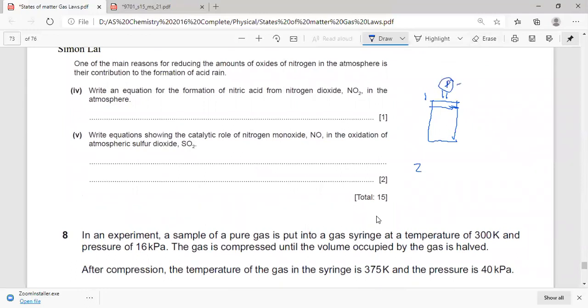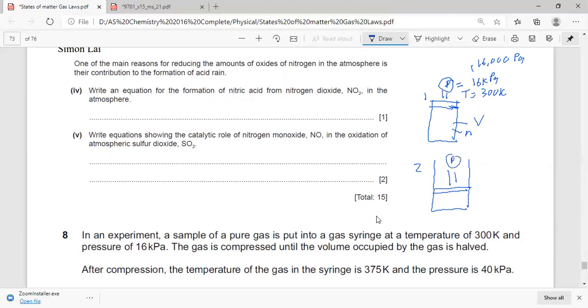Okay, pressure here is equal to how much? 16 kilopascals. Temperature is how much? 300 Kelvin. We put this as 16,000 pascals. This is the volume V. Remember, moles is n. The gas is compressed, the volume occupied is half. So now I'm going to put half here. Half volume.